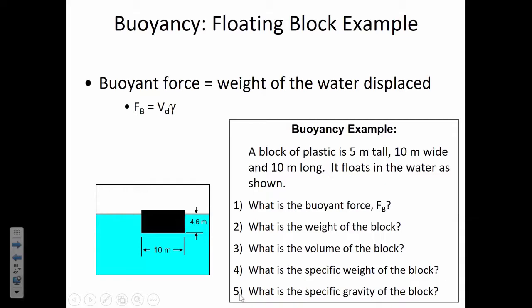In this case, it's not a ship, it's just a block. So go through steps 1 through 5. Ultimately what we're after is finding out the specific gravity.